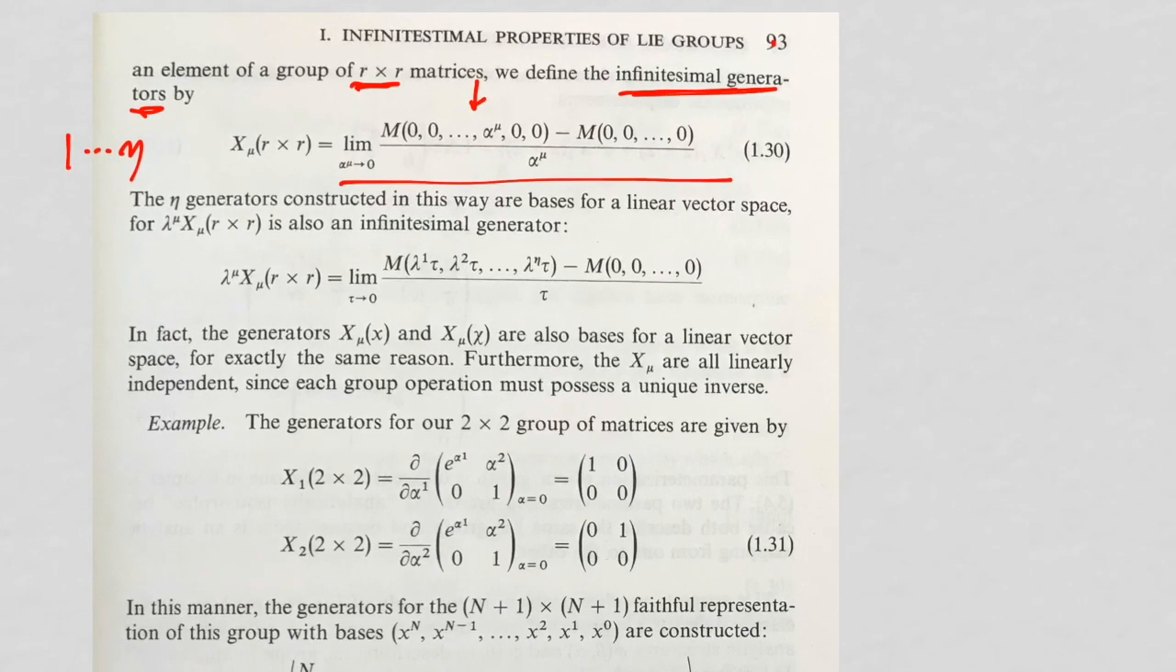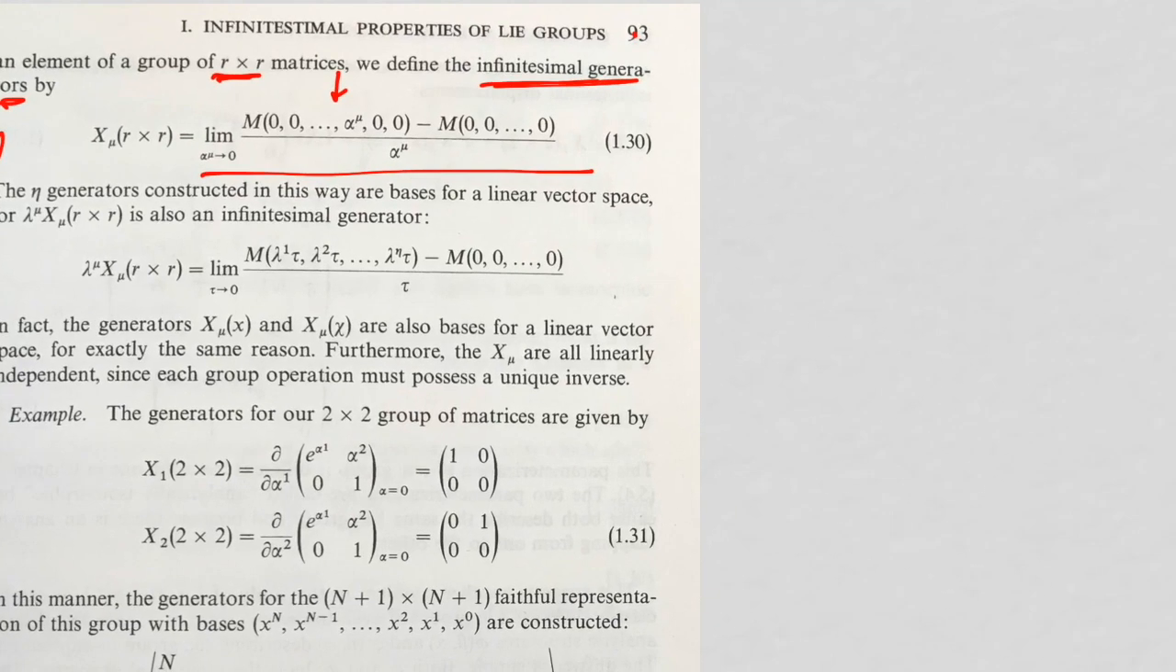Now, this next statement is not totally obvious, although it's not very difficult. But he wants you to understand that these generators are matrices, and the matrices themselves can be treated as a vector space. So if I come up with these eta generators, let's say I do that.